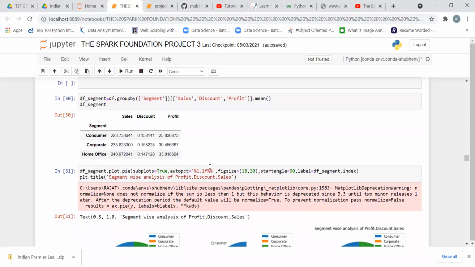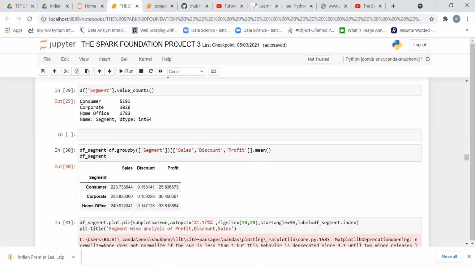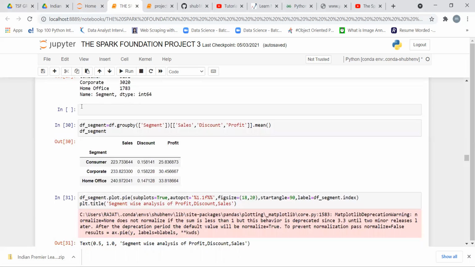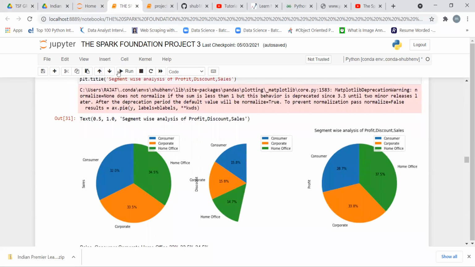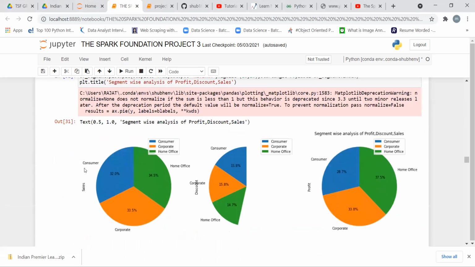Now we use a pie plot. A pie plot is basically used for a categorical data type. Here we use segmentation, and segmentation is divided into consumer, corporate, and home office, defined in terms of sales, discount, and profit. So we calculate the percentage of this data set.